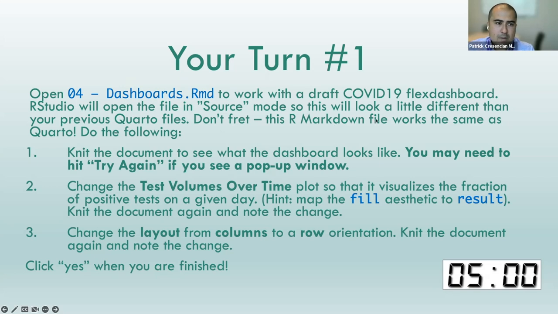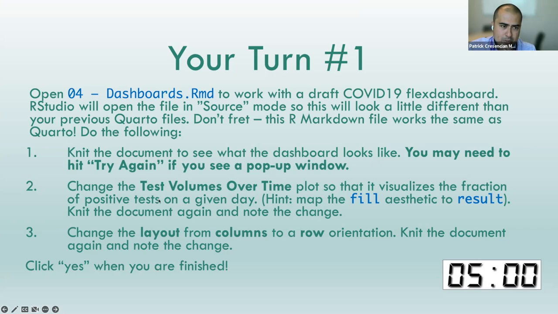This is going to work the same way as you would work with Quarto, in that you can render or knit this. When we open this, we'll go ahead and jump straight to knitting the document. Depending on the version of RStudio, you might see a preview button instead of knit. Whether it's preview or knit, you should see a button in the same place that you saw render for Quarto. So hit that button. You may need to hit try again if you see a pop-up window. But just go ahead and knit that. That will show you what the dashboard looks like.